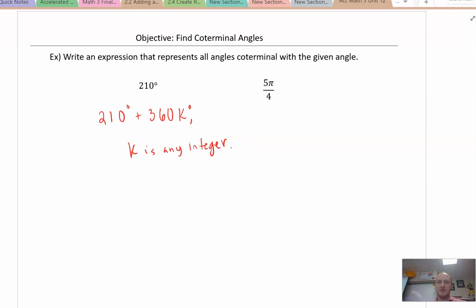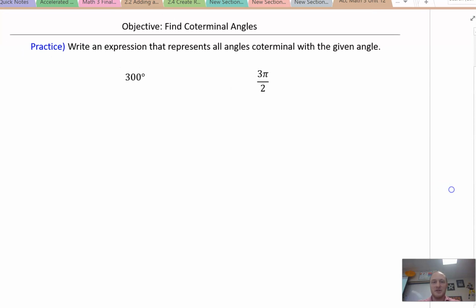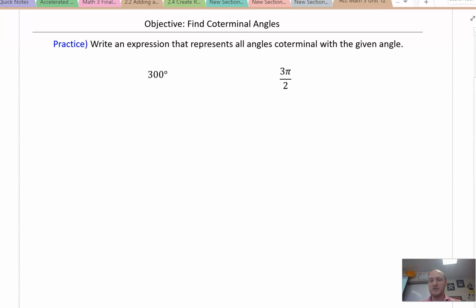Okay, the next example, notice this is in radians. I have 5 pi over 4. If I want to represent the infinite possibilities of coterminal angles with this angle, 5 pi over 4, I'm going to add 2 pi k, again where k is any integer. And if you're wondering about the negative cases, k can also be negative, so that accounts for negative revolutions if I go in the negative direction. All right, fairly straightforward. Here are some practice problems. Please write those expressions that represent all angles coterminal with these angles.